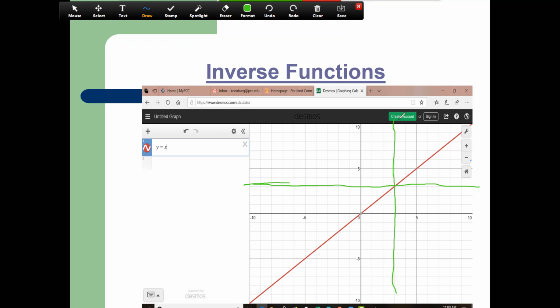So in order to be a function, we have to pass the vertical line test, but once we reflect over this, those vertical lines become horizontal lines. Now that's an important thing to note, because if we have to pass the vertical line test to be a function, in order for your reflection across this to be a function also, you would need to pass a horizontal line test.